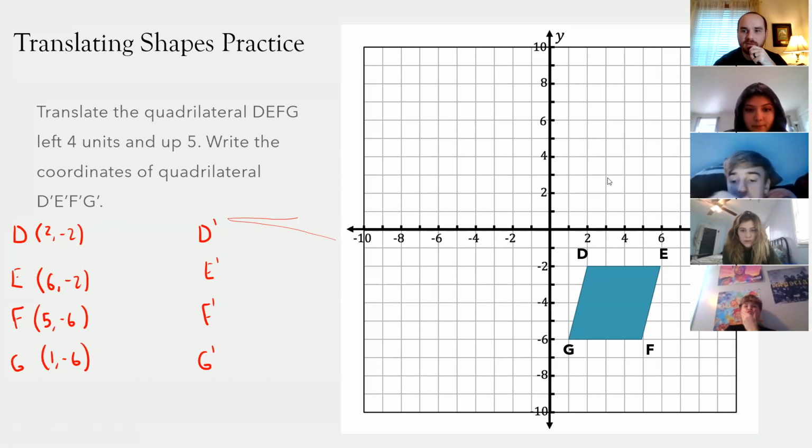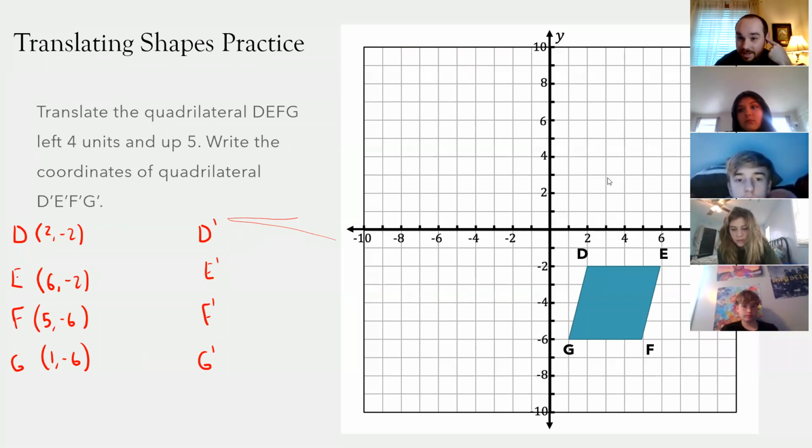Maddie, double check your G prime. Tate, I think that's good for E. Keep losing people. Camden, I assume that was G. That's good. Emmy, you're good on F. Lulu, you're good on F. Aiden, that's good for G. Summer, double check your Y on G.